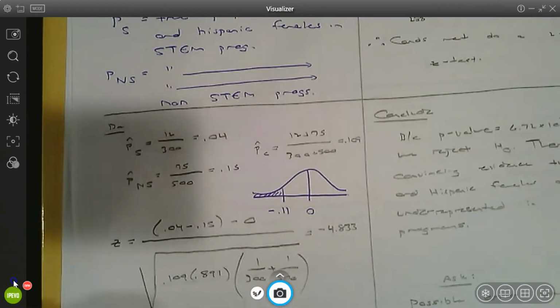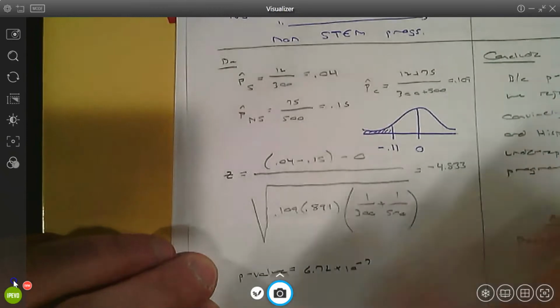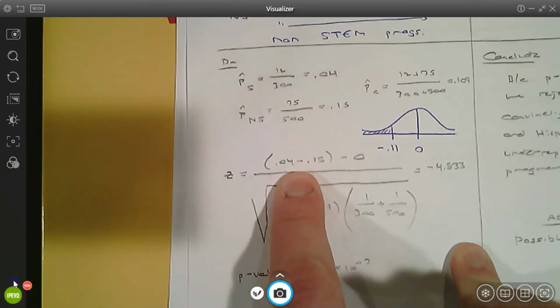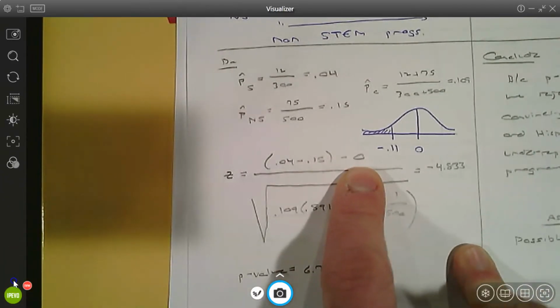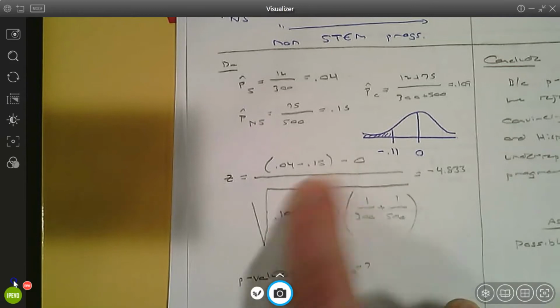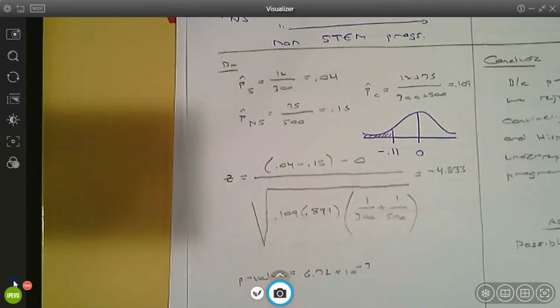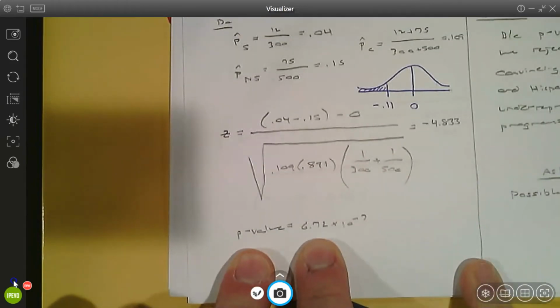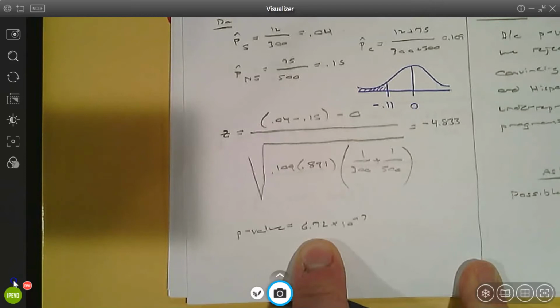So when I'm calculating my test statistic or my z-score, taking my statistic minus my parameter, the null value, divided by the standard deviation, which comes from using this combined estimate. This formula is on your formula sheet. Now, I hope you did not make this mistake. We talked about it last week. Your p-value is a probability. It must be between 0 and 1.